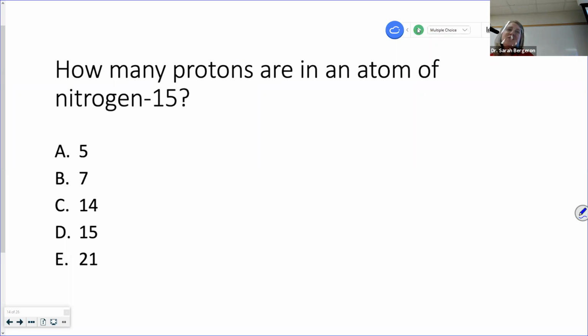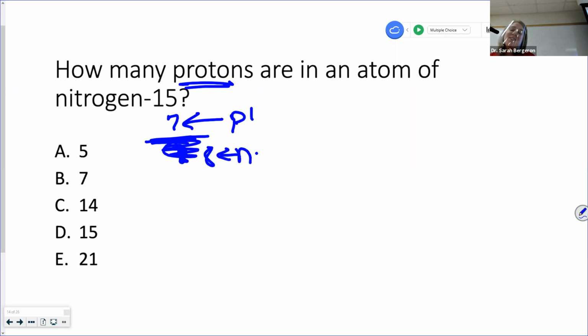Okay, so nitrogen-15. 15 is our protons plus our neutrons. How many protons do we have in nitrogen? 7. So 15 minus 7 is? How many protons? I'm chit-chatting with y'all. This is protons. It is 8 neutrons.